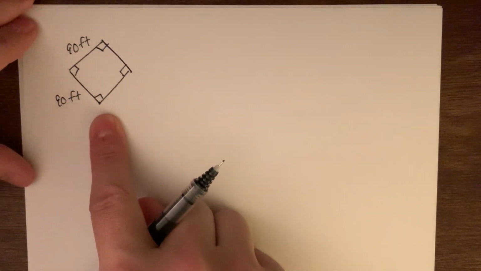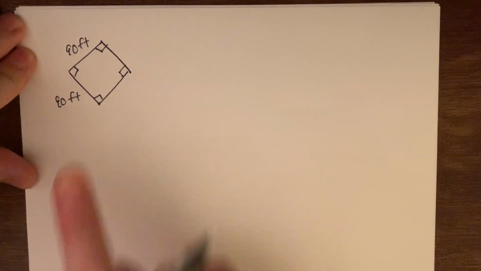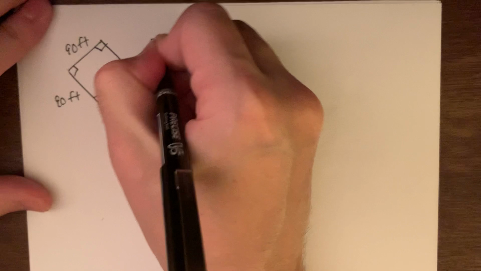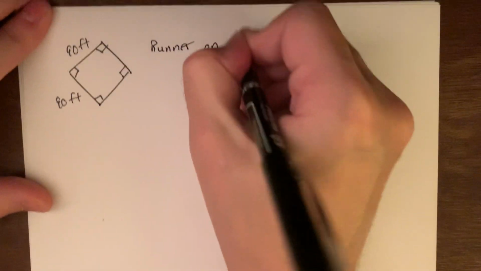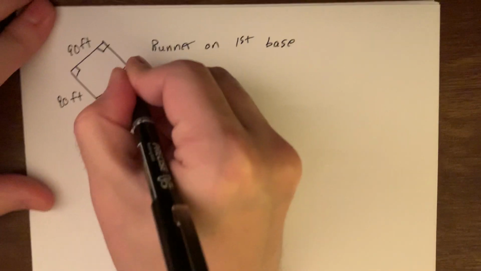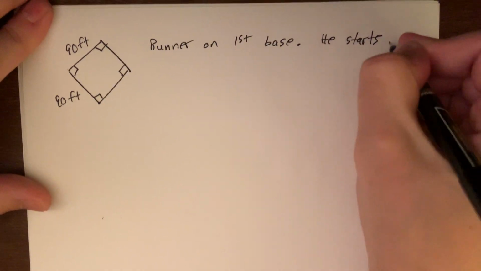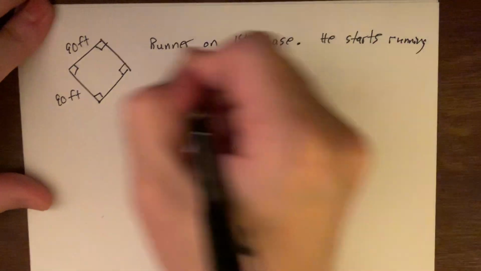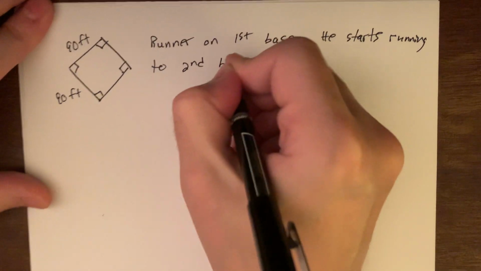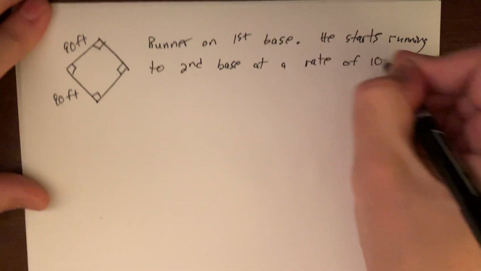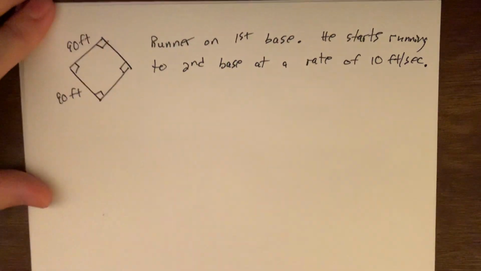And that's, again, if you go through the book, there is a baseball problem. And there are some where they give you a picture to try and help explain the scenario that they are setting up. So this is what we have. We have a runner on first base. Here he is. He starts running to second at a rate of 10 feet per second.